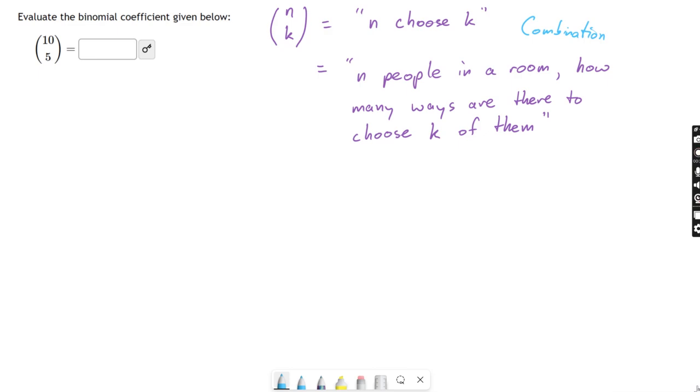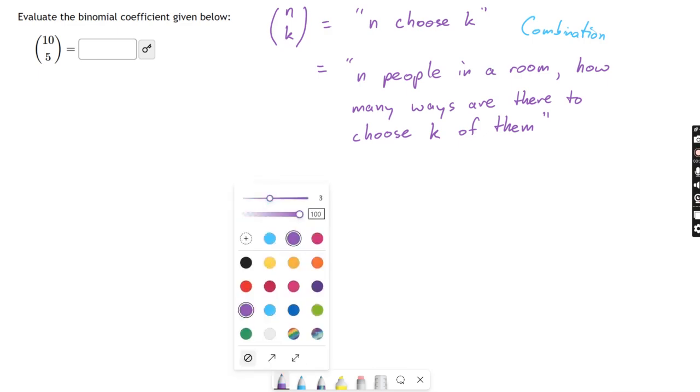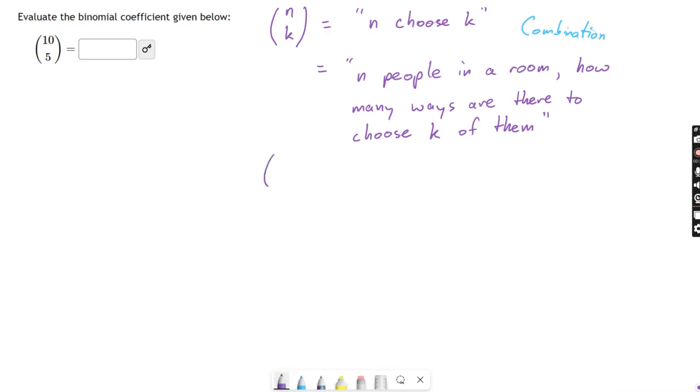So it would be helpful if we had a formula for this. I'm going to write that down here. The formula for n choose k is given by factorials. It's going to be n factorial on top, k factorial on bottom, and then an n minus k. Okay, that's n subtract k factorial. So let's see how that works for our example.